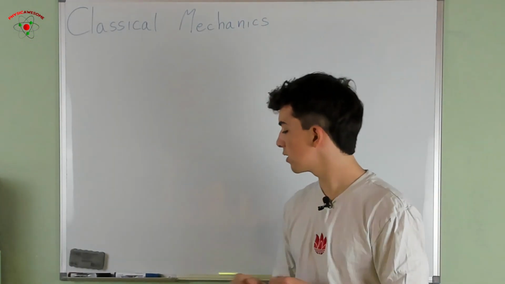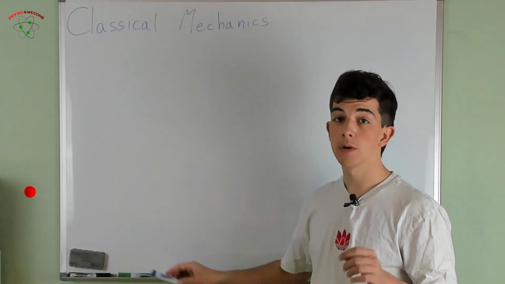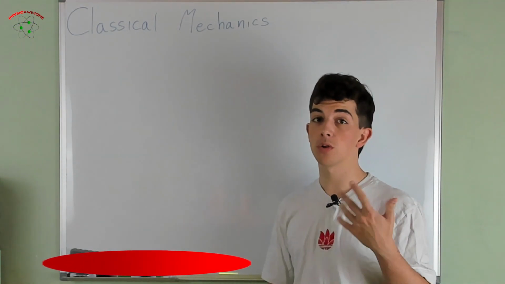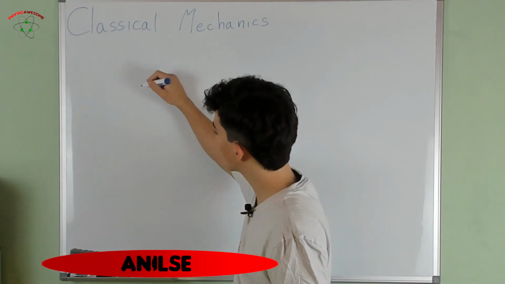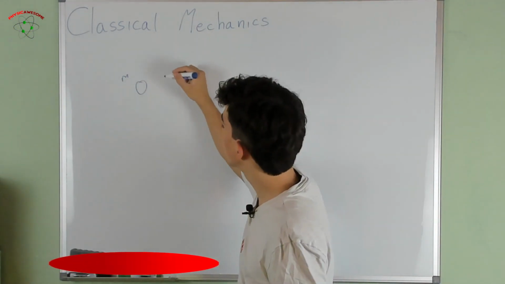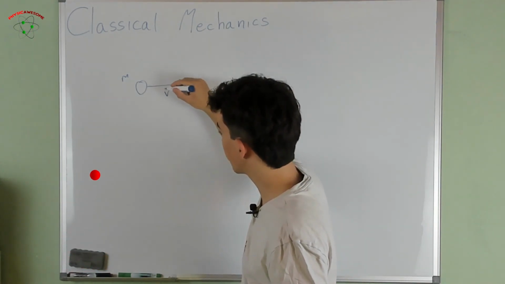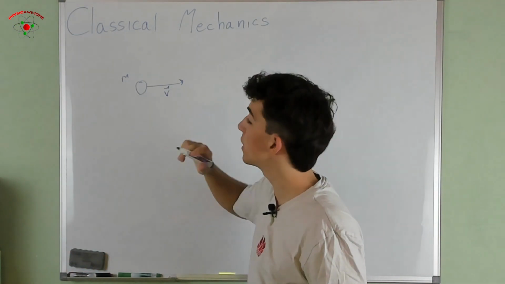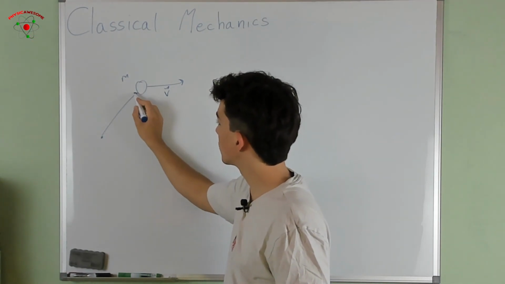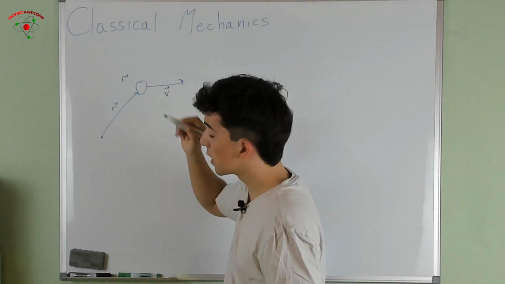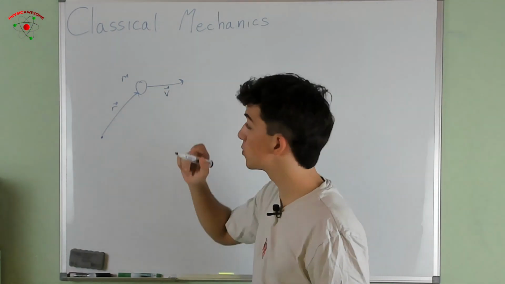Alright, now let's introduce angular impulse. But first of all, let's recall what normal impulse was. Imagine that we have a particle with mass m moving at velocity v and momentum p, and it's at position r with respect to this. And then we have a force being applied to it.